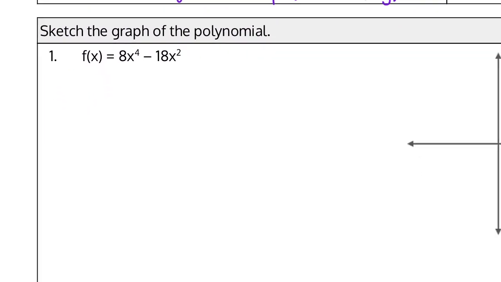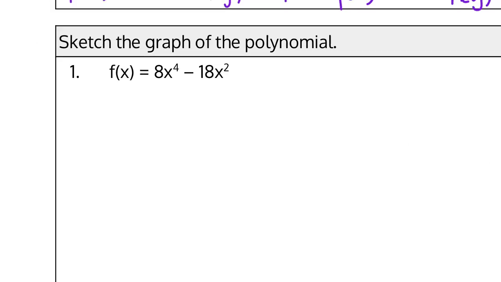This one says, sketch the graph of the polynomial f of x equals 8x to the 4th power minus 18x to the 2nd power. So if I'm going by the steps above, the first step said to use the leading coefficient test. So I'm going to call that step 1, to determine the end behavior.